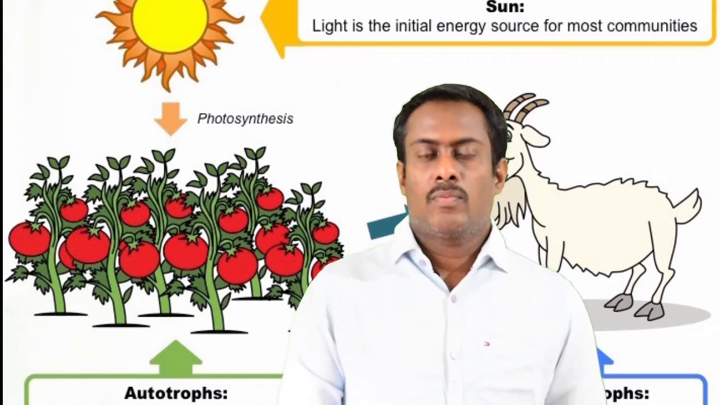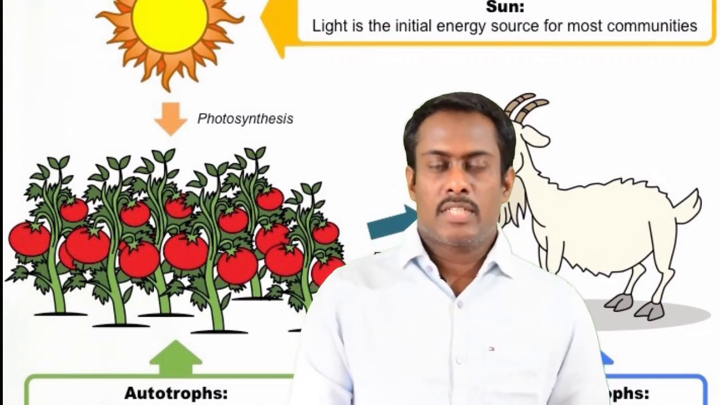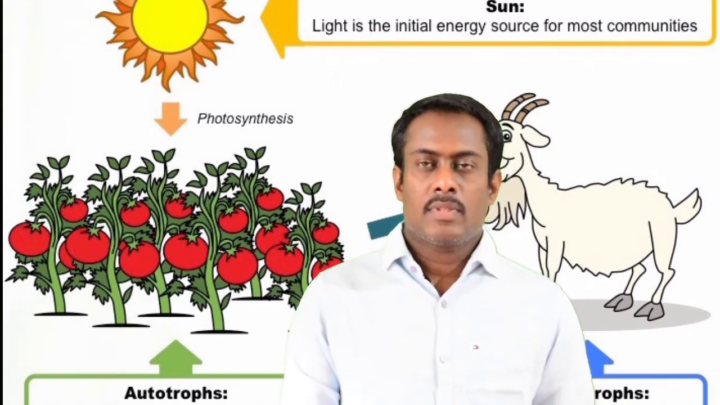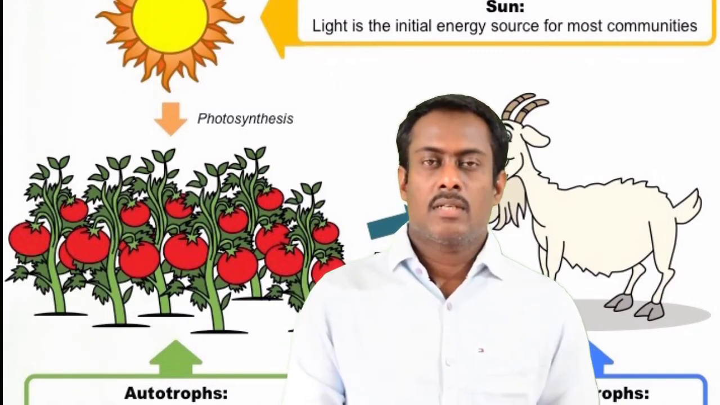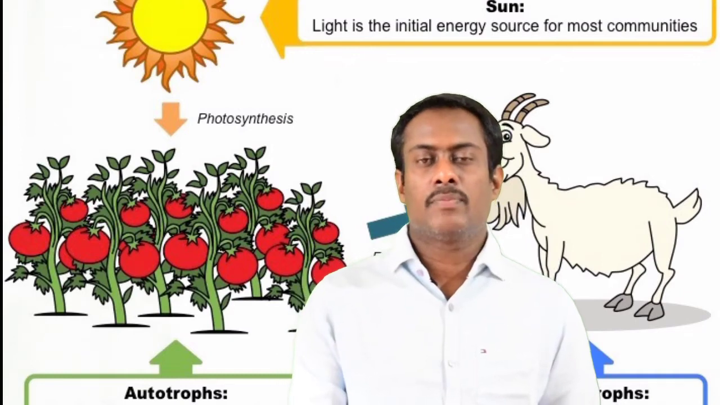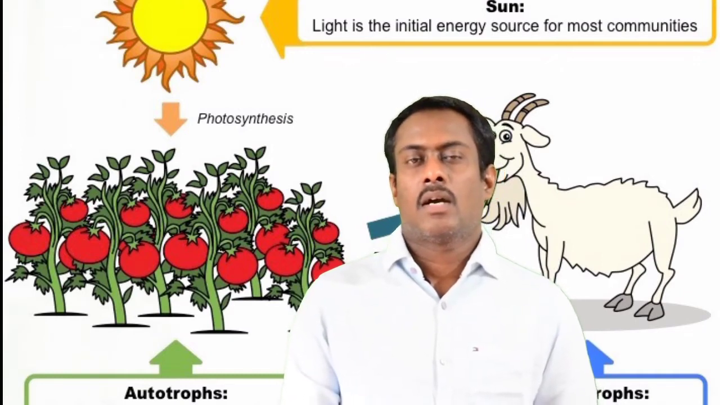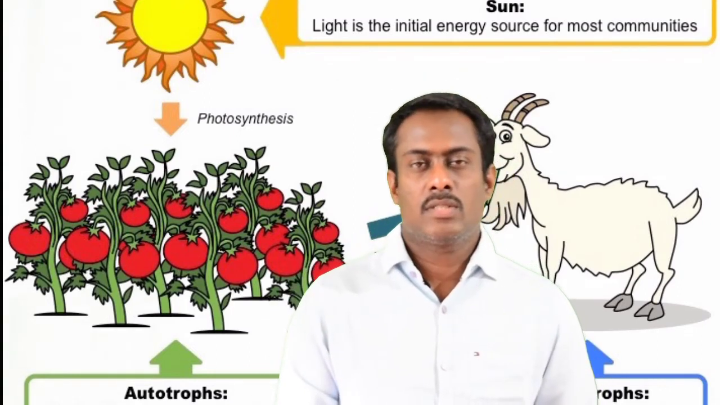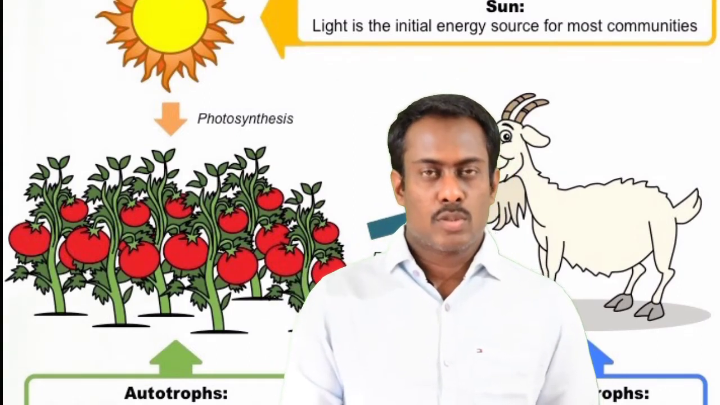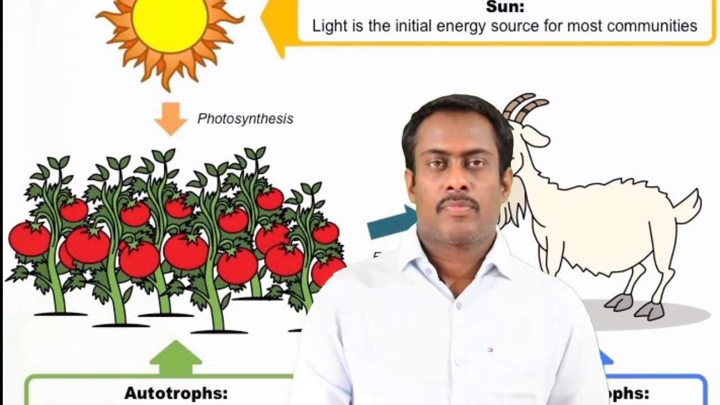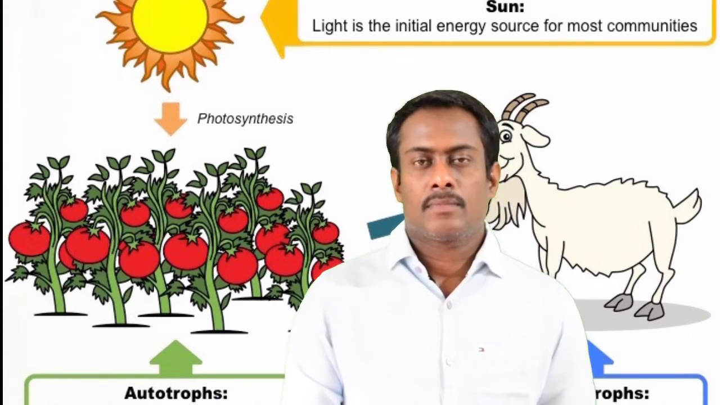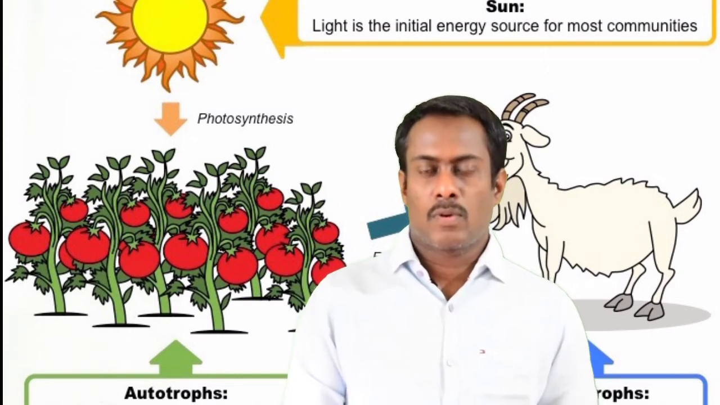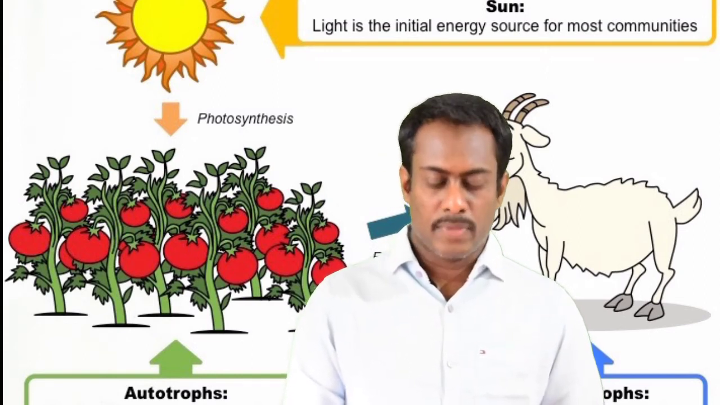And another kind of nutrition is heterotrophic nutrition. Organisms that depend on autotrophs for their food are called heterotrophs, and this kind of nutrition is called heterotrophic nutrition. All the other animals and plants except green plants follow heterotrophic nutrition.